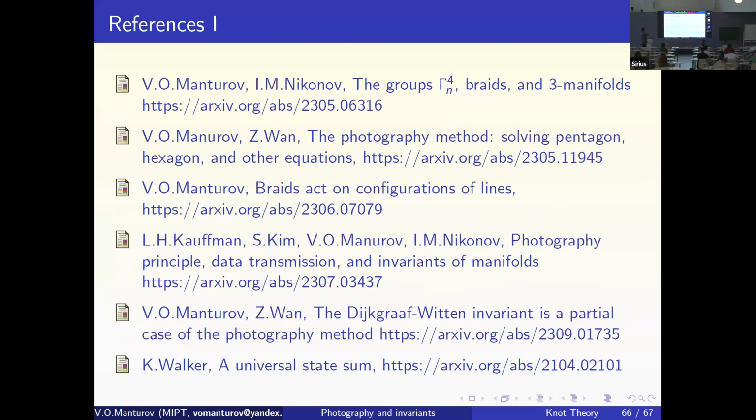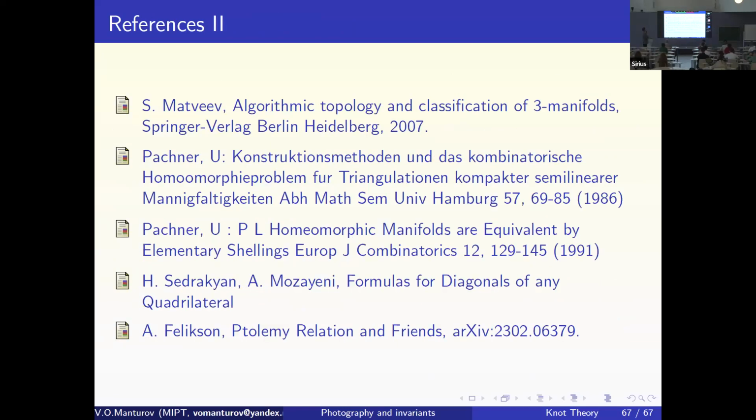So here are our papers on the archive. Here is the paper by Kevin Walker. I want to cite Matveev. I want to cite Pachner, Sedrahian-Mazzani, and a beautiful paper by Anna Felikson, where she was talking about Ptolemy and about how Ptolemy yields pentagon. Well, and I think my time is over. Thank you. Thank you very much.